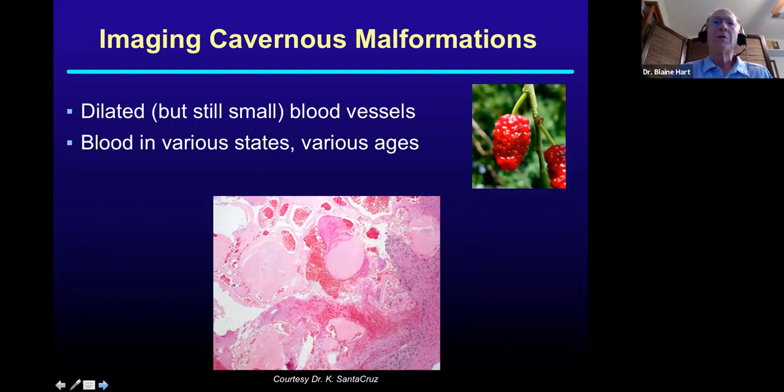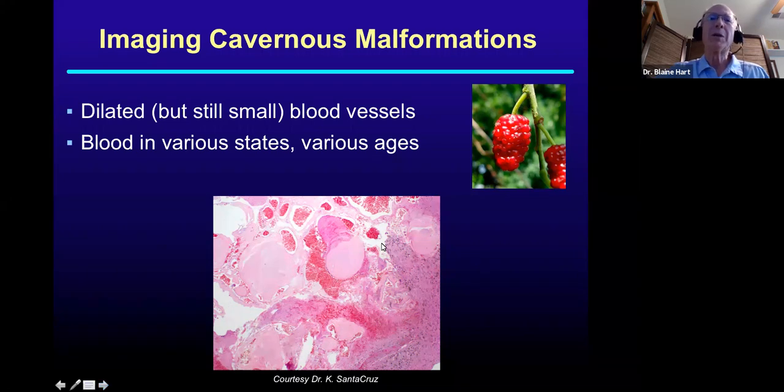What are we looking for? These are dilated blood vessels. That's where the cavernous comes from, but that's talking about usually microscopic blood vessels. So they're very small. They've been described as kind of bubbly appearance.